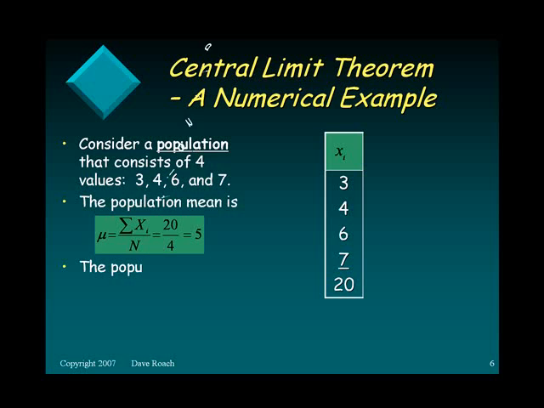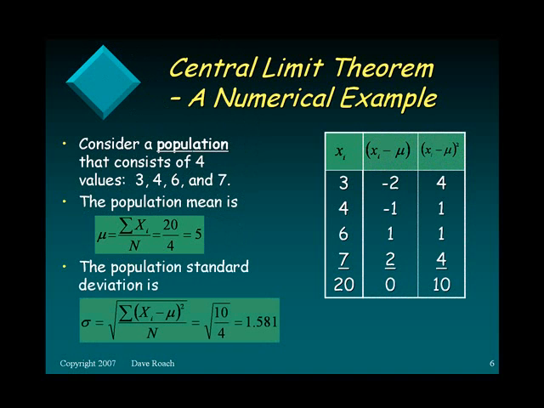And naturally, along with the mean, we're going to calculate the population standard deviation. We're going to get the deviations. Each value of x, subtract the mean, then square those deviations. Then take the square root of those squared deviations divided by n. That's the population, so we're not subtracting 1 from n. This is the size of the population. And so we end up with a population standard deviation of 1.581.